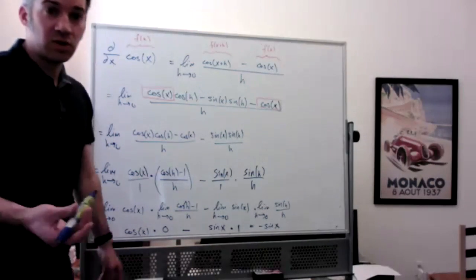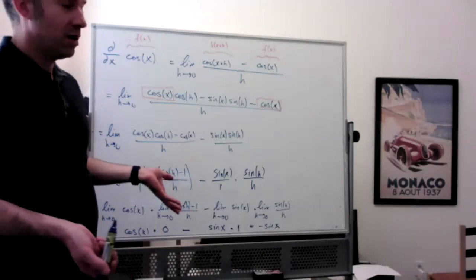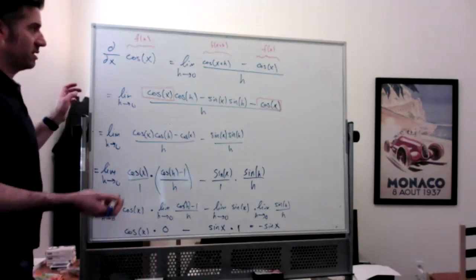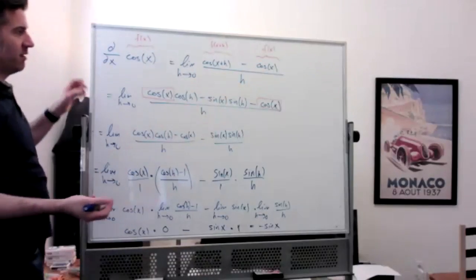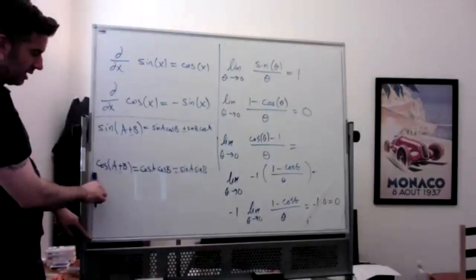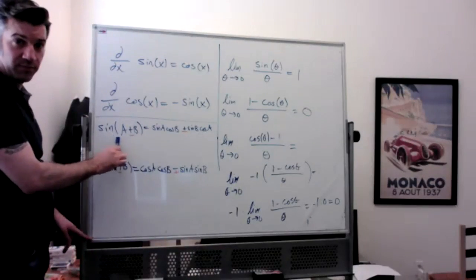You can do the same sort of thing for the sine function. The only difference is when you get to this stage where you're doing sine of x plus h minus sine of x all over h, instead of using the identity for cosine, you would use the identity for sine. So that's pretty much it.